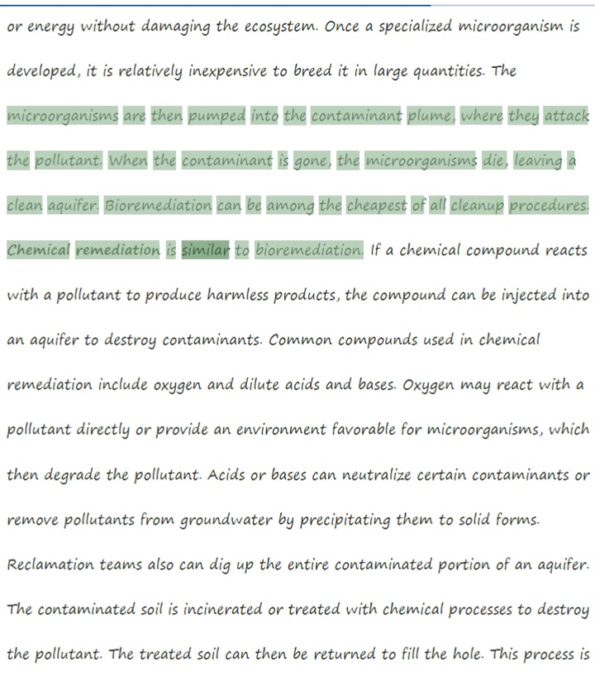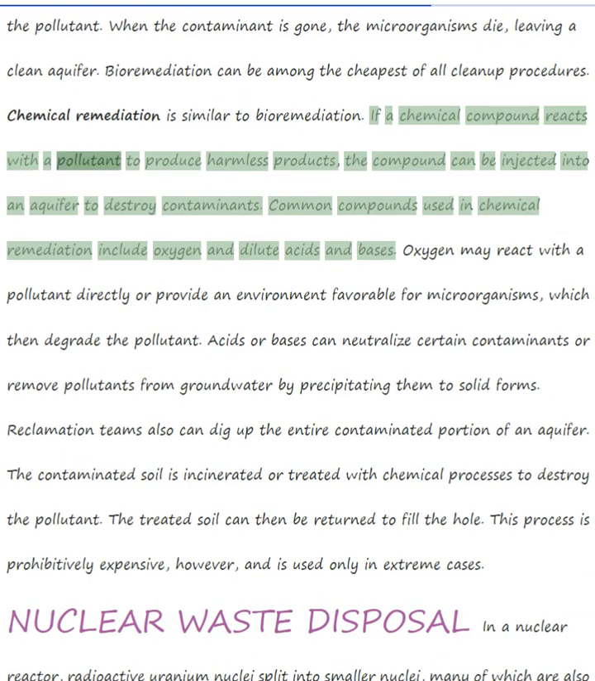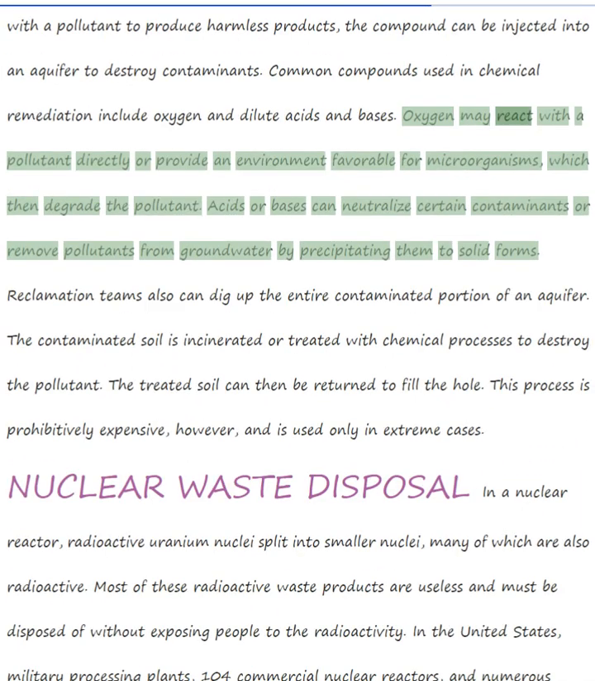Chemical remediation is similar to bioremediation. If a chemical compound reacts with a pollutant to produce harmless products, the compound can be injected into an aquifer to destroy contaminants. Common compounds used in chemical remediation include oxygen and dilute acids and bases. Oxygen may react with a pollutant directly or provide an environment favorable for microorganisms, which then degrade the pollutant. Acids or bases can neutralize certain contaminants or remove pollutants from groundwater by precipitating them to solid forms.